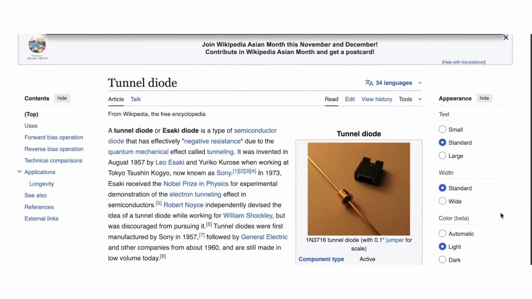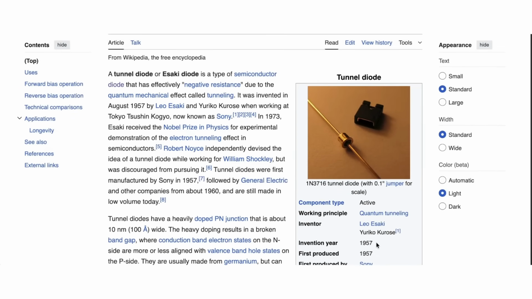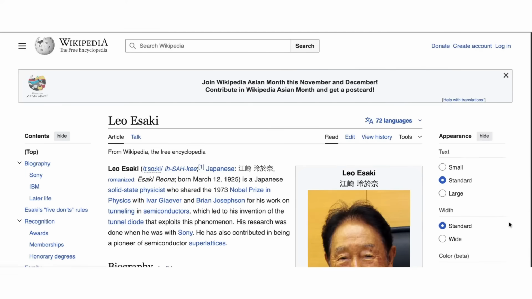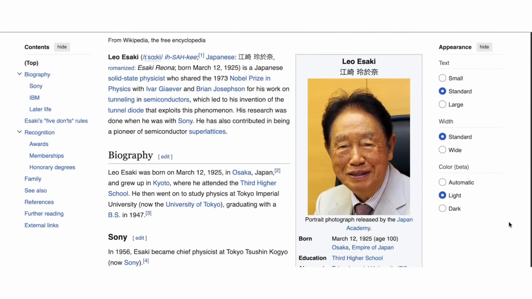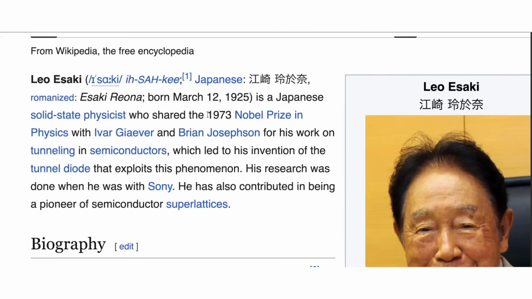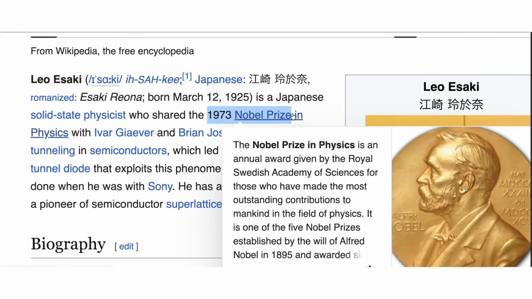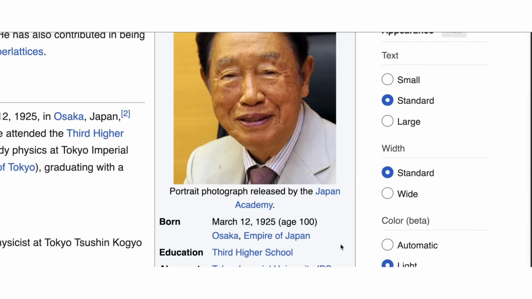The answer to this question takes us back to 1957, when Japanese physicist Leo Esaki invented the tunnel diode, for which he would receive the Nobel Prize 16 years later in 1973. By the way, Esaki's still alive. He turned 100 years old this year.